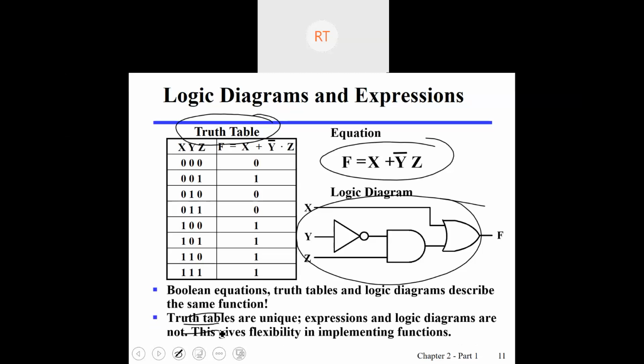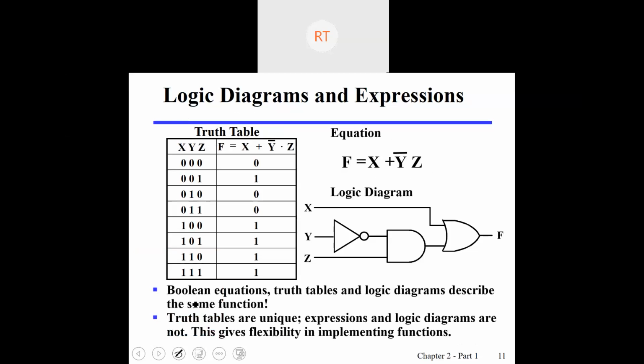Truth tables are unique. Expressions and logic diagrams are not. What do I mean by that? A truth table is the output. Where do you have a 0? Where do you have a 1? But you could draw it differently. If you have a complicated logic equation, you could have different drawings. We will see examples of these when we are doing the assignment and in the slides. We will have different implementations, okay? This example is trivial, but when you have a complicated equation, you might implement the circuit in a different way. It doesn't have to be exactly the same for all of you.